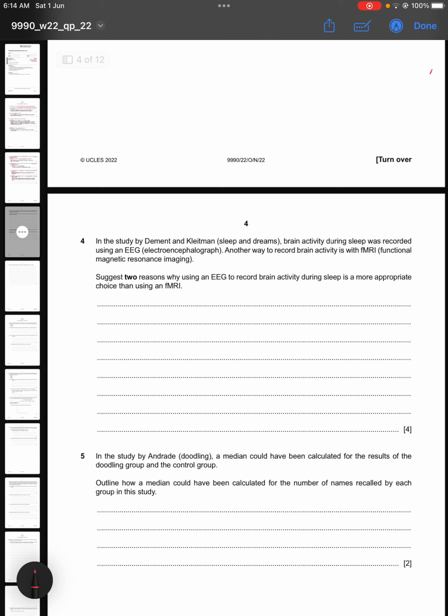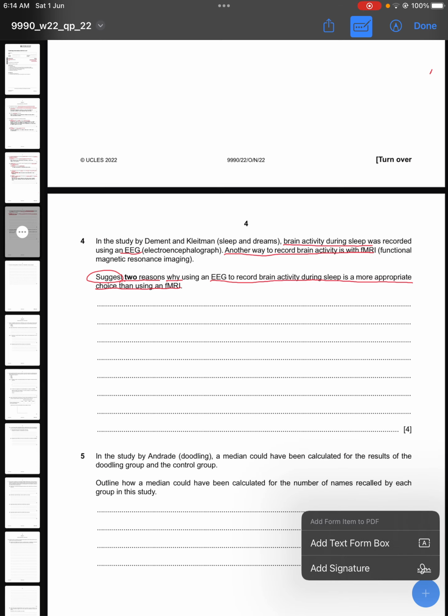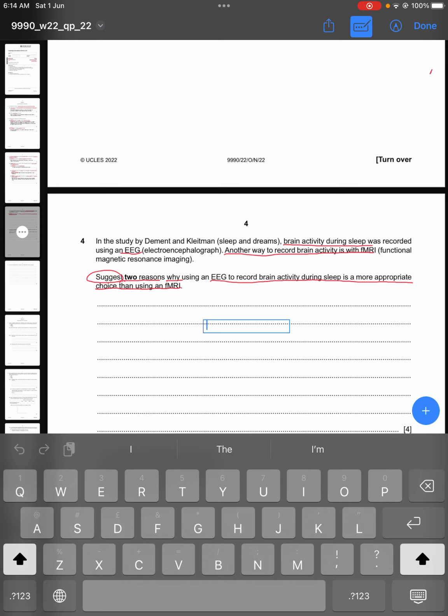Question 4 is in the study by Dement and Kleitman, sleep and dreams, brain activity during sleep was recorded using an EEG. Another way to record brain activity is with fMRIs. Suggest 2 reasons why using an EEG to record brain activity during sleep is a more appropriate choice than using an fMRI. So you simply need to state advantages of an EEG, but those should be compared with an fMRI.